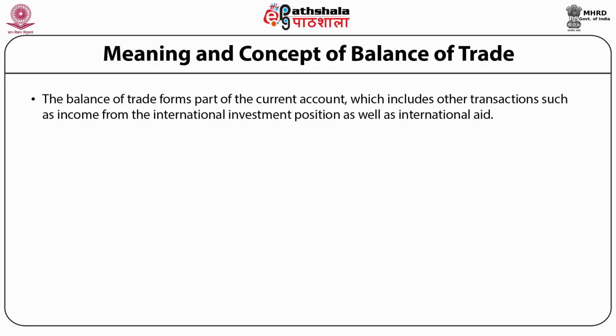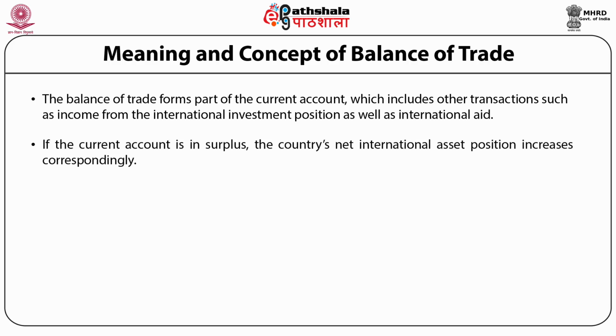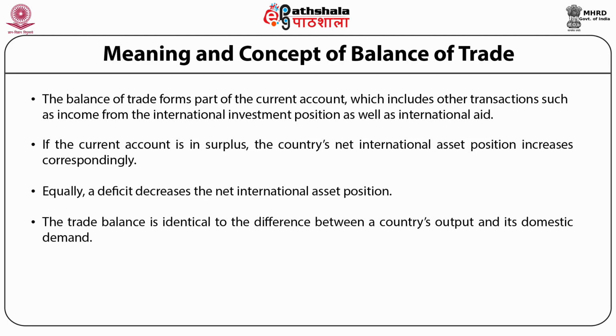The balance of trade forms part of the current account, which includes other transactions such as income from the international investment position as well as international aid. If the current account is in surplus, the country's net international asset position increases correspondingly. Equally, a deficit decreases the net international asset position. The trade balance is identical to the difference between a country's output and its domestic demand. That is, the difference between what goods a country produces and how many goods it buys from abroad. This does not include money re-spent on foreign stock, nor does it factor in the concept of importing goods to produce for the domestic market.